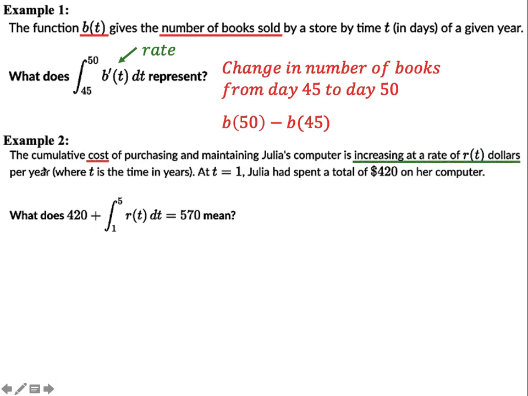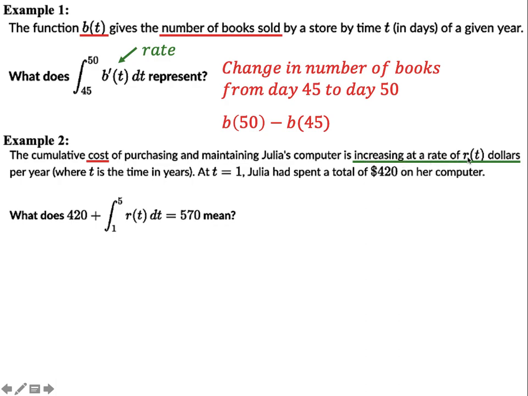Okay, back to example 2. We have a cumulative cost. That's some sort of future value. But we have a rate here. And I'm trying to color code. See how I used green for rate here, and I'm using green for rate here. I'm using red for final value or some future value. So I'm just going to keep that in mind.